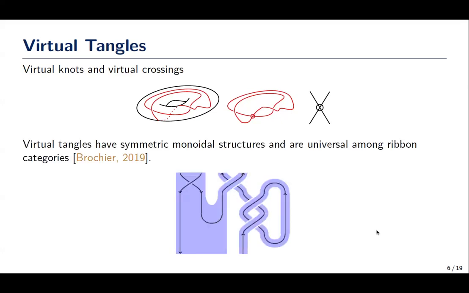They are important because they also have symmetric monoidal structures, and they also have a universal property. This was recently studied by Adrien Brochier. The idea of his study is to provide an analogous study to the categorical study of oriented tangles initially done by Turaev. The picture at the bottom is a typical morphism in the category of virtual tangles. Objects are the same as the objects in the category of oriented tangles.